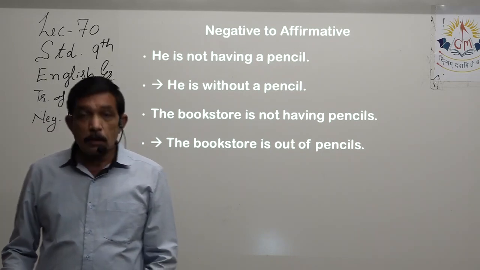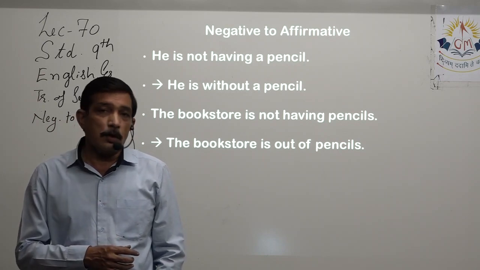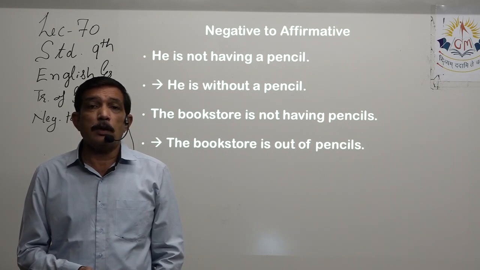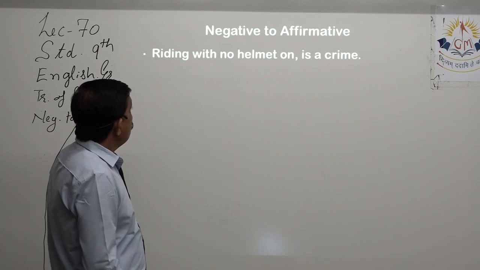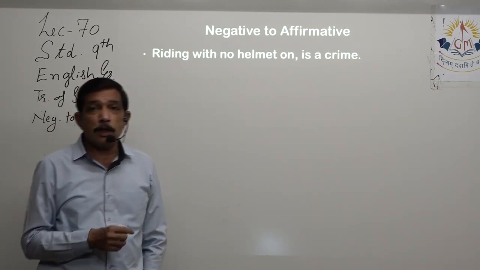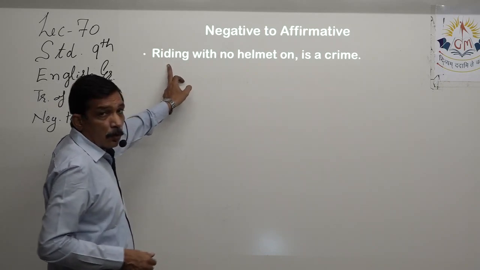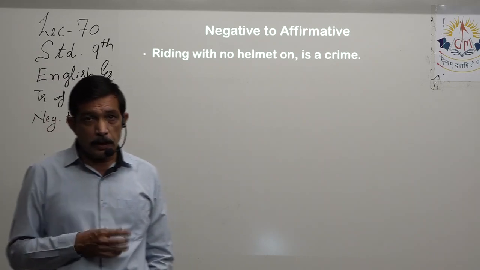So these are the few examples that we saw. We just started negative to affirmative and the lecture got over. So we go ahead with today's lecture. Next example, from here on you have to write in your fair book. From this example onwards, for negative to affirmative, you will have to write it in your fair book.